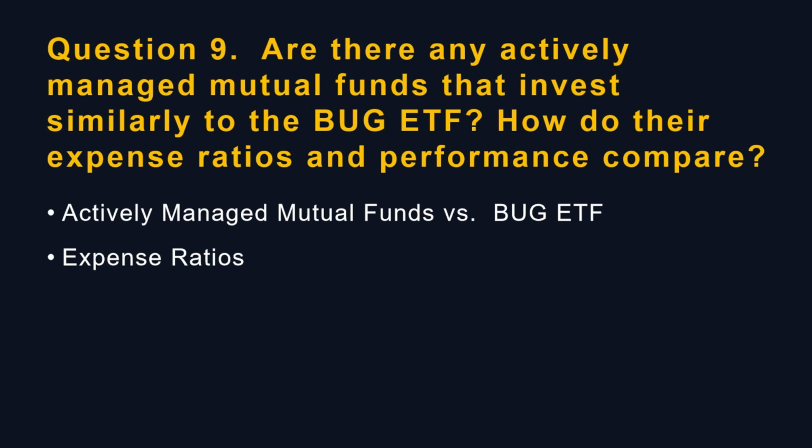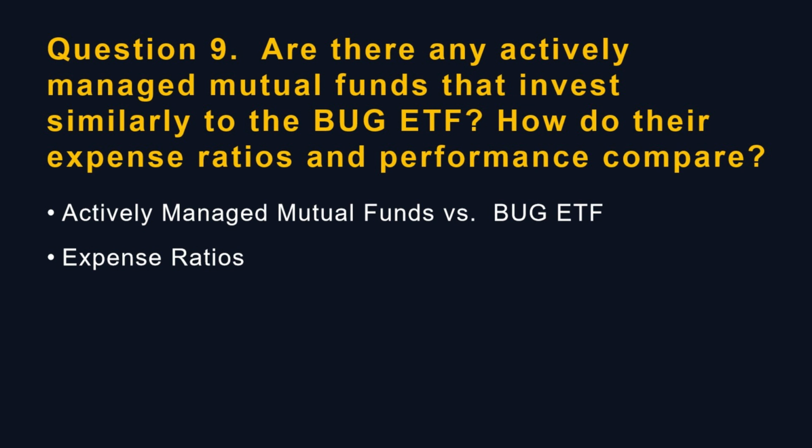Potential for outperformance. Actively managed funds aim to outperform the market or a specific benchmark, like the index BUG tracks, through their selection and management of holdings. However, this doesn't guarantee success, and many actively managed funds underperform their benchmarks.